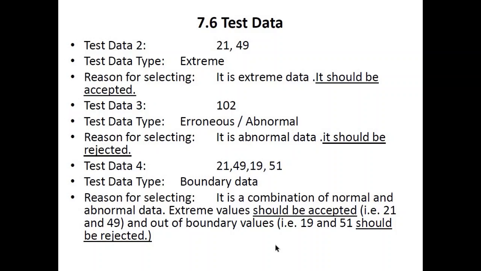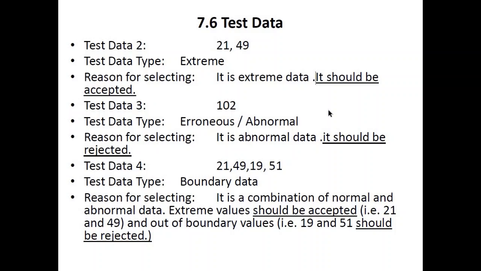Test data 2 would be 21 and 49, and this would be extreme test data. Reason for selecting, it is extreme data or it is the upper or lower bound of acceptable data. It should be accepted. Again, should be accepted is the keyword over here. Whenever examiner asks you about test data, you would give answer in 2 parts or write 2 phrases. What type of data it is: normal, abnormal, erroneous, boundary. And the second phrase should be whether it should be accepted or rejected by the system.